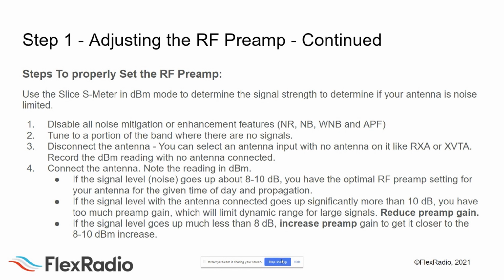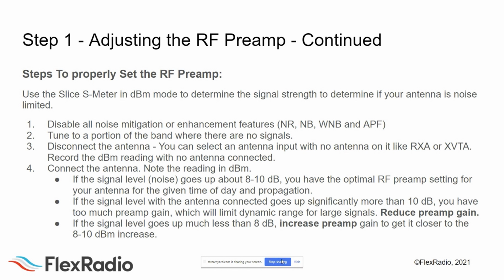And you're going to be looking at your S meter for that. So if you add 10 dB of gain and you see the signal go up 8 to 10 dB when you add the antenna on, you've hit the number. If you're not quite there yet, you can keep adding gain until you see the difference between the antenna disconnected and the antenna connected, where you see that 8 to 10 dB differential. There's a lot of times where at 0 dB, you're going to make the change and you're going to see it immediately. And that basically indicates that you're fairly noise limited and you don't need any of the RF preamp.